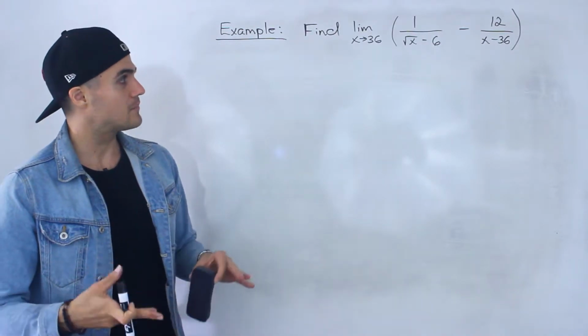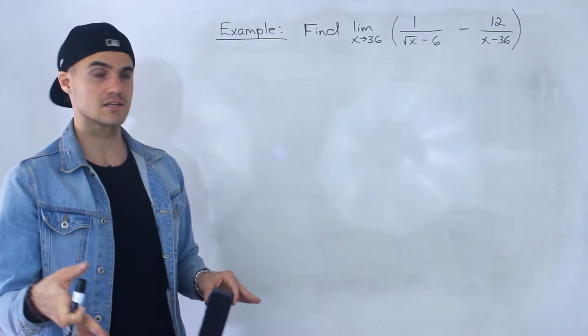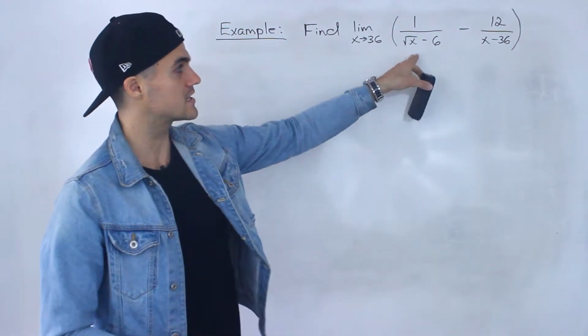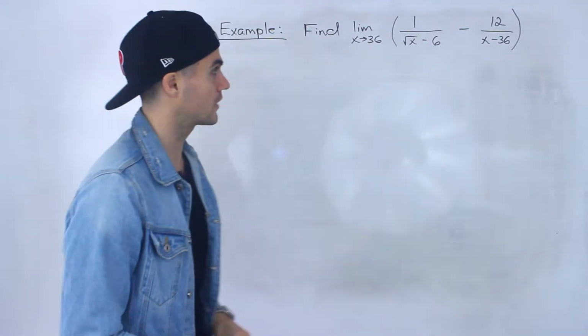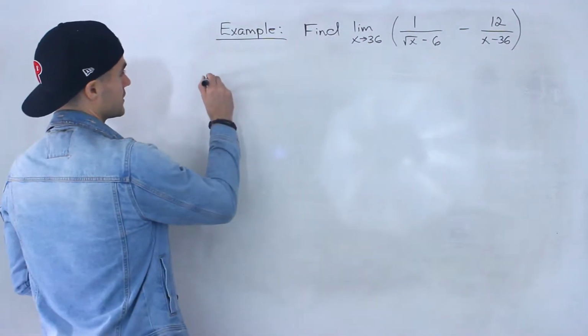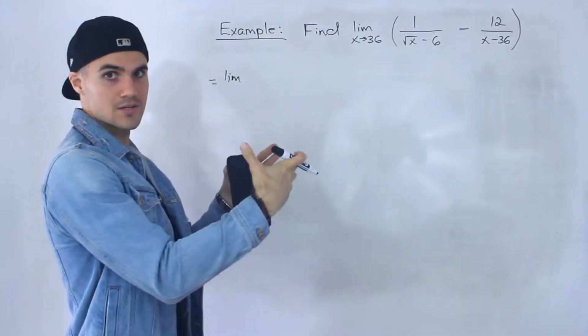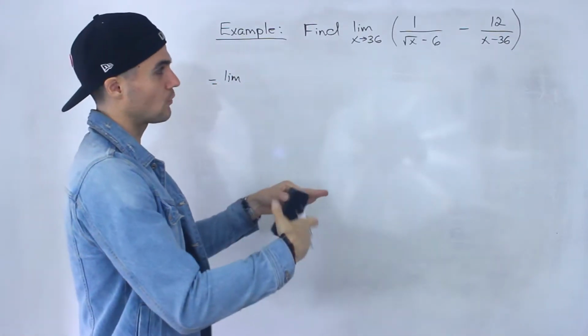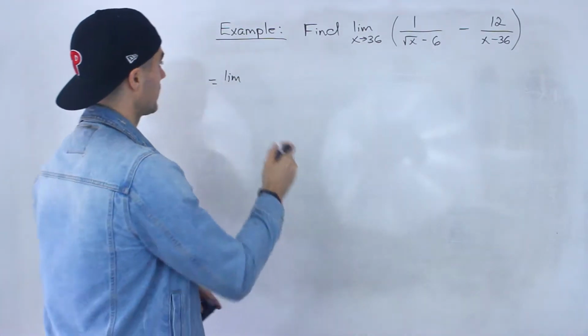First thing to note is you can't make a direct substitution here, because if we sub in 36 for x, notice that this denominator is going to be 0 and this denominator is going to be 0. So that's not going to work out. So what I'm first going to do is take these fractions and combine them into one. That's usually the process I go through whenever I see fractions separated. I try to combine them into one.